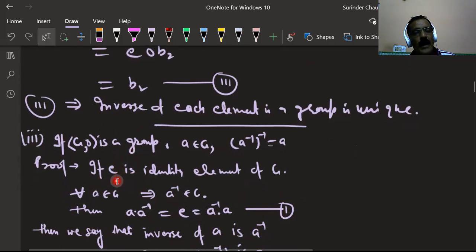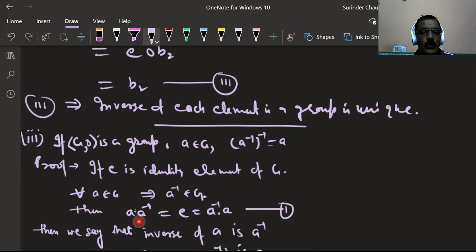If G is a group, let us suppose that E is the identity element. Now for all a belonging to G, because G is a group, the inverse of each element exists in G. So the inverse also belongs to G. Then a composition with a inverse is equal to a inverse composition with a, which is equal to E.